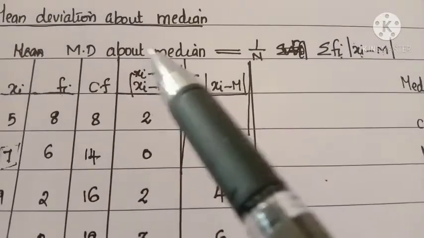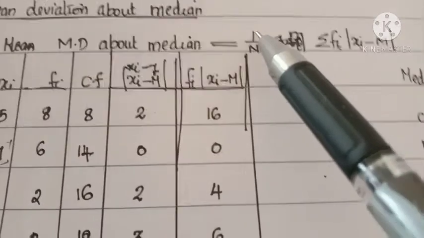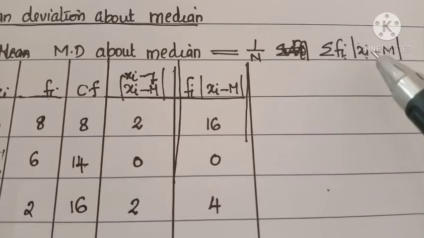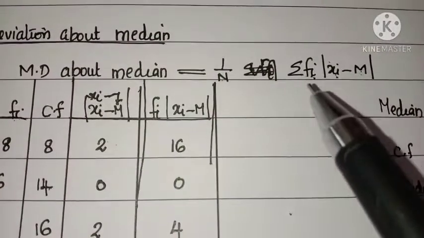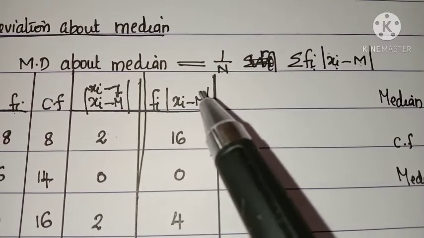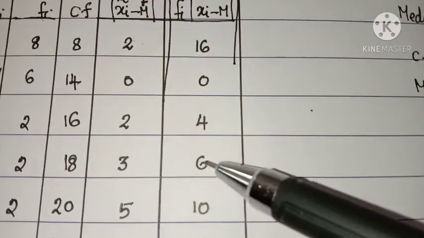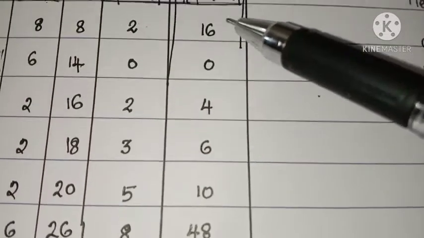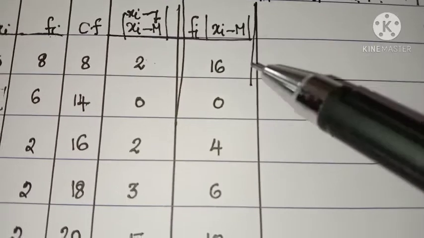Now look at the formula. Mean deviation about median is obtained by, listen, 1 by n into sigma fi into mod xi minus m. So we have to consider the sum of this column fi into mod xi minus m. So 16 plus 0 plus 4 plus 6 plus 10 plus 48 gives 84. That is the total of fi into mod xi minus m.